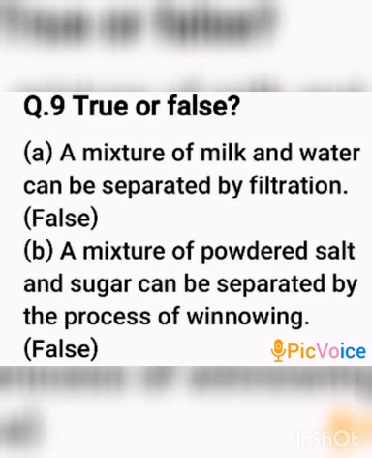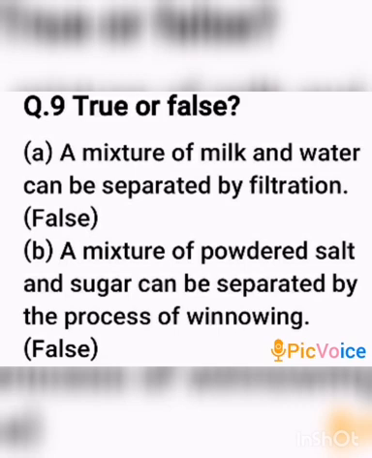False. The next B. A mixture of powdered salt and sugar can be separated by the process of winnowing. Is it a true or false statement, children? It's also a false one because we cannot separate salt and sugar by the winnowing method.